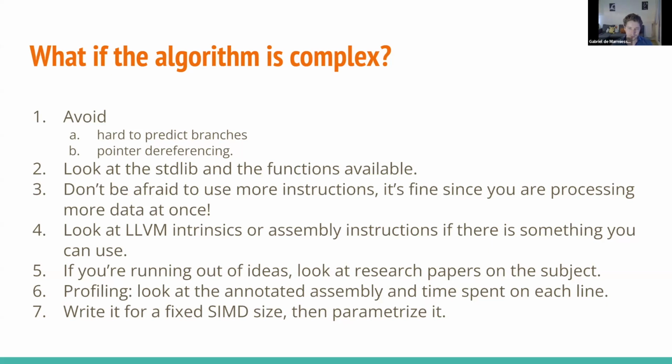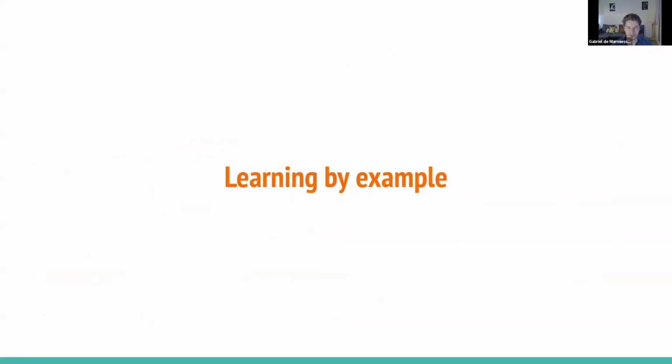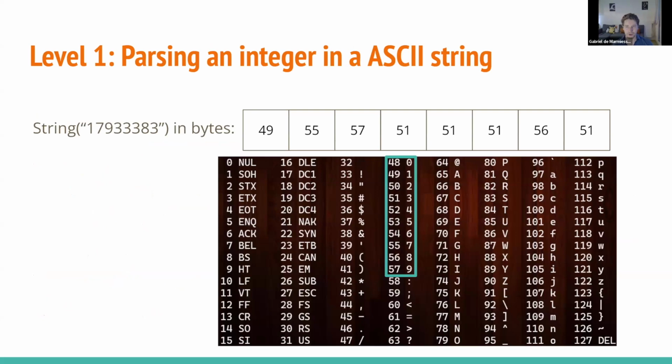So what I would advise is first start with a fixed SIMD size, and then you parameterize it when it's working. So let's give it a shot with some examples so that you might understand how to use it in practice. So let's say that you want to make an algorithm with a SIMD that parses an integer that is in a string, and you know it's ASCII, and you want to parse it. So how would you go from the string to an integer with the SIMD?